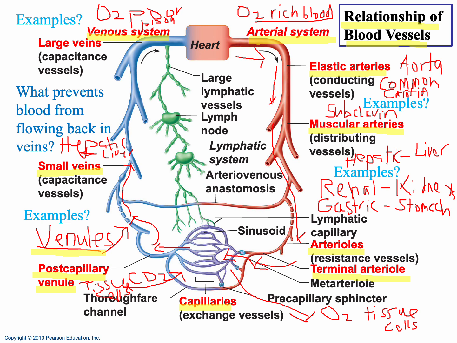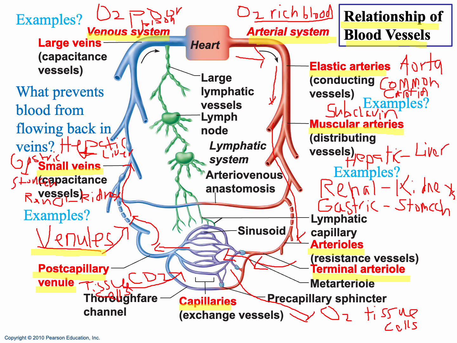And just like we had the renal artery, we have the renal vein, again referring to the kidneys. And just like we had the gastric artery, we also have the gastric vein, right? And gastric, of course, is referring to the stomach. And there's many other examples as well.